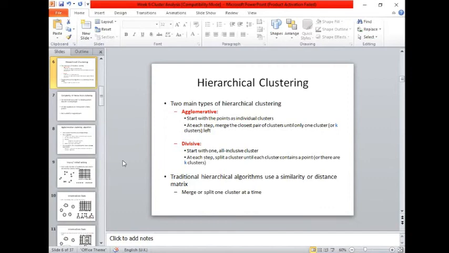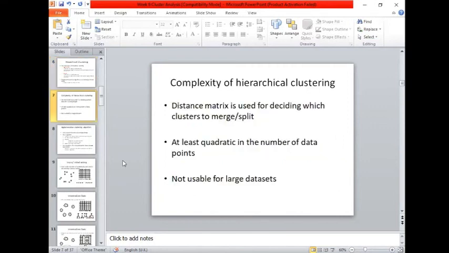Another thing is that traditional hierarchical algorithms use a similarity or distance matrix, so depending on the type, they merge or split one cluster at a time. So what is the complexity of hierarchical clustering? The complexity is about the distance matrix. The distance matrix is used to decide which clusters are going to merge or split, and it is at least quadratic in the number of data points, and not usable for large data sets.